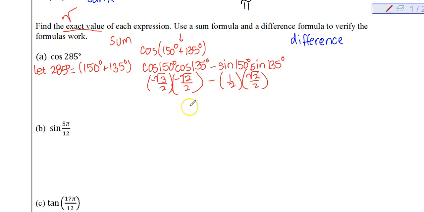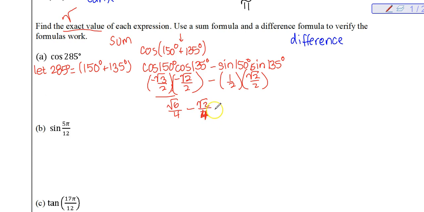Now I just need to simplify this. Ready to go? So I'm going to do my multiplication before I do my subtraction. Negative square root of 3 times negative square root of 2 is square root of 6, and 2 times 2 is 4. So that's the square root of 6 over 4. Yes, you can multiply radicals. If they're the same kind of radical, both square roots, you can multiply their radicands. And then you're multiplying over here: half times the square root of 2 over 2. So 1 times the square root of 2 is square root of 2 over 2 times 2, which is 4. Sorry about that.